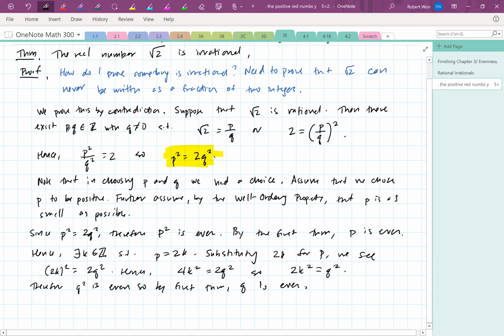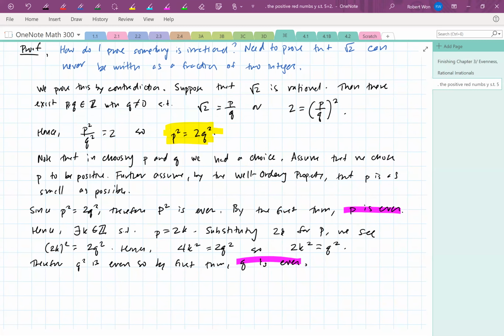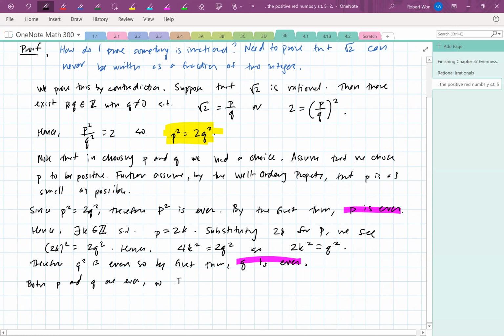So if I've written root 2 as a fraction of two integers, p over q, we know that p is even, and we know that q is even. But this is going to be a contradiction, because if p is even and q is even, then I can reduce the fraction by dividing them both by 2 to get a different way to write the square root of 2 as a fraction with a smaller numerator, which contradicts the minimality of p. And so now both p and q are even, so this fraction p over q can be reduced.